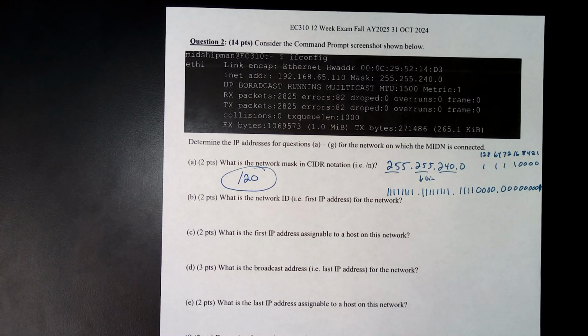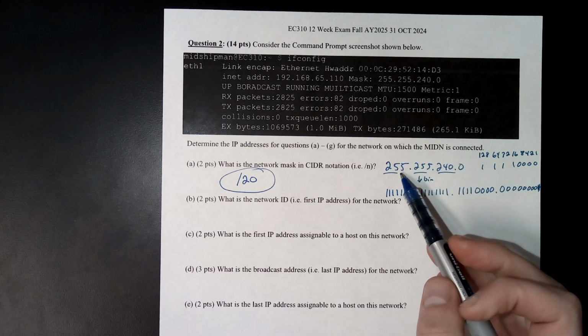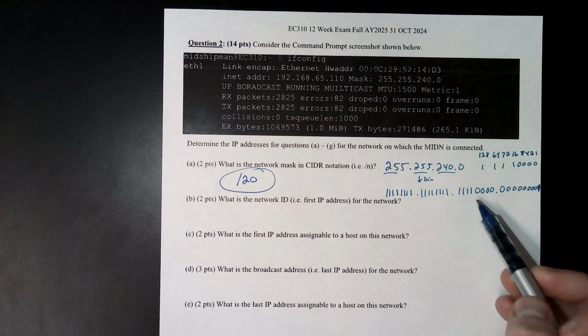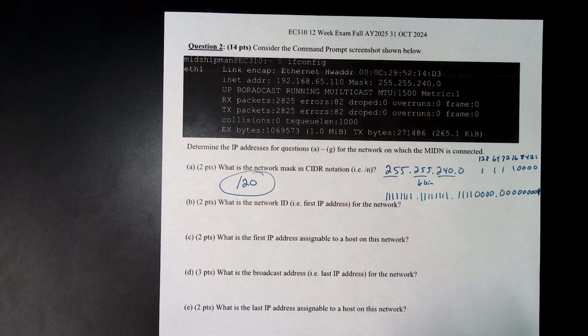So that was a lot for 2 points there. Hopefully you can do that a little faster given the tricks of knowing that 255 is all ones. So really you just have to look at the 240 there and figure out how many ones that is. So then what is the network ID? It's the first address for the network.